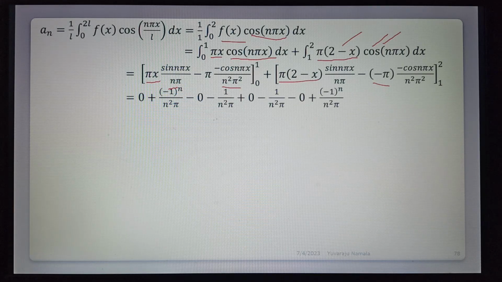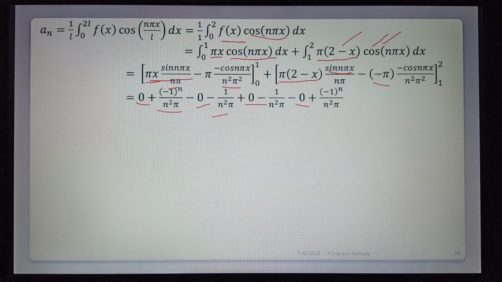Limits 1 to 2. So that is equal, first x is equal to 1, sin n pi is 0. Next, minus of minus is plus, 1 pi cancels, 1 by n square pi. x is equal to 1, cos n pi is minus 1 to the n, by n square pi. Next lower limit x is equal to 0, here cos 0 is 1, plus into minus 1 by n square pi. Second one, next x is equal to 2, 2 minus 2 is 0. This is 0. Next one, x is equal to 2, cos 2n pi, cos 2n pi is 1. Here minus, minus, plus into minus 1 by n square pi. Next lower limit x is equal to 1, sin n pi is 0.